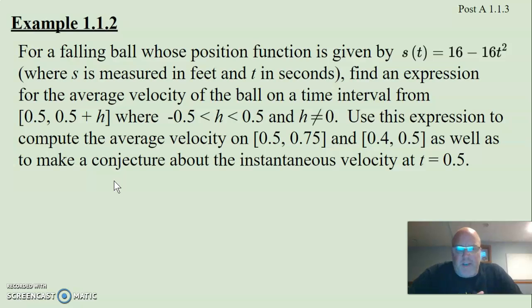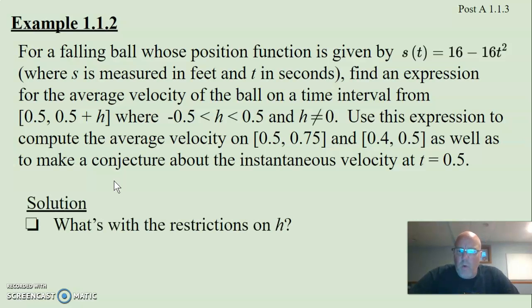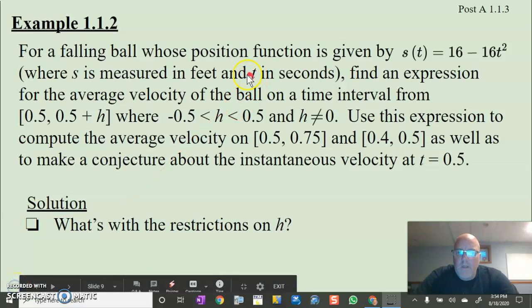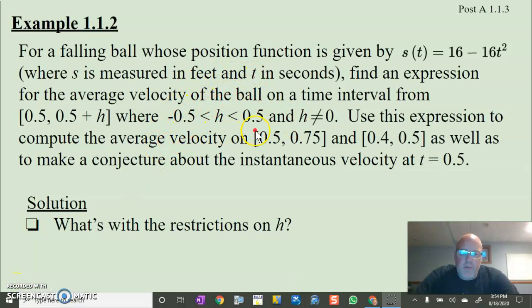Now, we're going to do the solution in a separate video, but there are 3 questions that I want you to think about before we dive into this solution. Question number 1. What's with the restrictions on h? Why do you think that we put these restrictions that h can only be from negative 0.5 to 0.5? I want you to think about that. This is not an intuitive question.